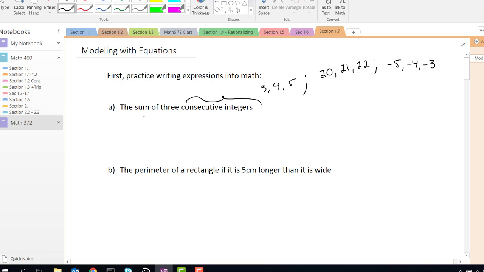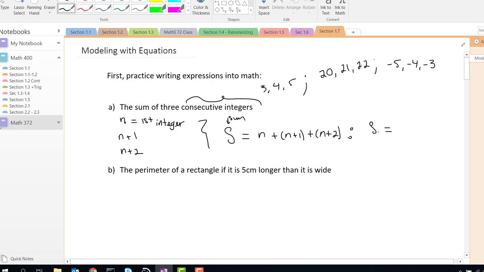So here when it says the sum of three consecutive integers, if you let n be the first integer, what's the next one? Right, the next one is they only differ by 1. So n plus 1 and n plus 2 are the other consecutive ones. So if I want to write the sum of three consecutive integers, and I will say s for the sum, is equal to n, and then we're going to add them up, n plus 1 plus n plus 2. So my final expression will be s is equal to 3n plus 3. So this will be an expression for the sum of three consecutive integers.